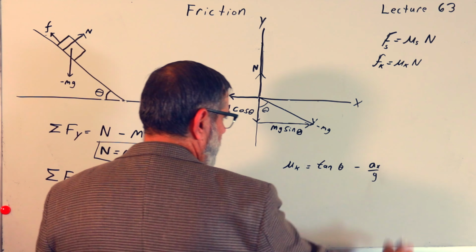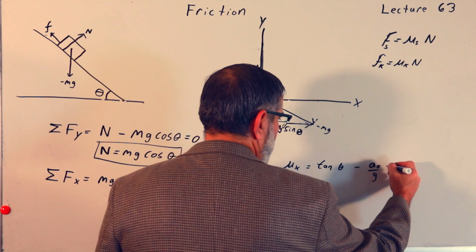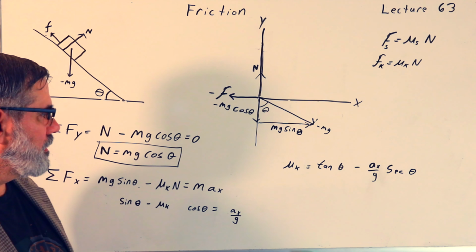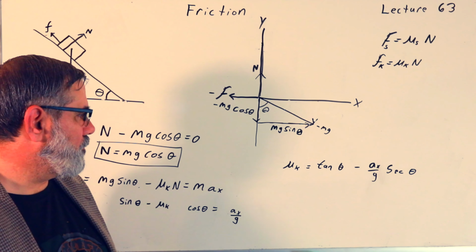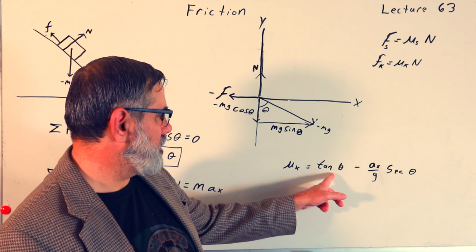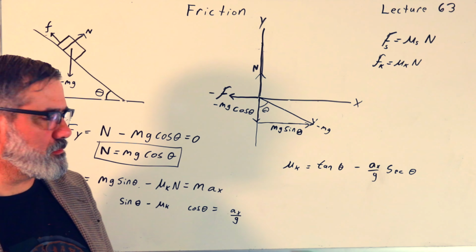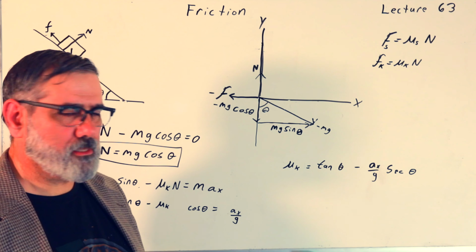And 1 over the cosine is called the secant, so if I didn't want to write 1 over the cosine, I'd just write times the secant of theta here. So here's the same tangent of theta that we used to get the static coefficient of friction before. So this term minus the ratio of the acceleration to the maximum acceleration of gravity times the secant. That's the term.